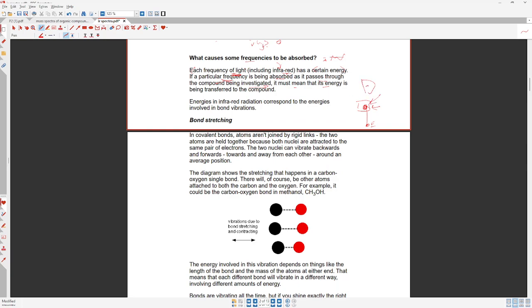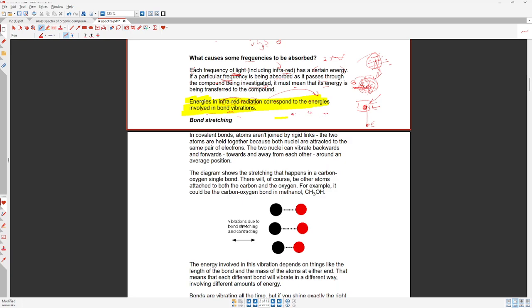So we have energy, like in the form of kinetic energy. When we put infrared in, the energy from the infrared is going into it. So something's going to be changing inside, whether it's the particles themselves or the bonds between the particles. Energies in infrared correspond to the energies involved in bond vibrations. This is going to be our main fact. The energies coming from infrared radiation correspond with the energies involved in bond vibrations.